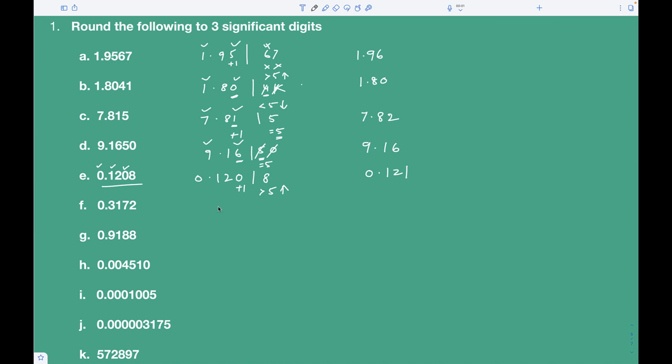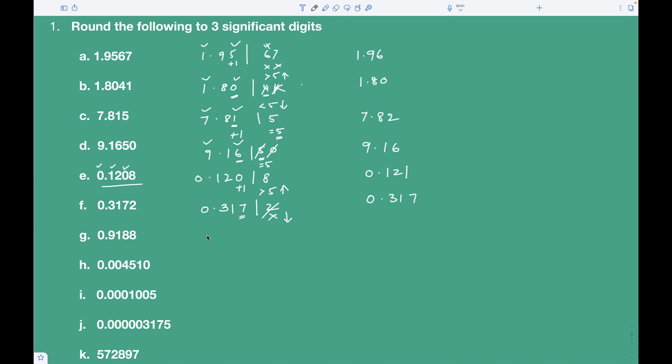What about this case? 0.3172. We have to drop this, so we have to round it down. So drop this number, leave the last digit as it is, so it becomes 0.317.